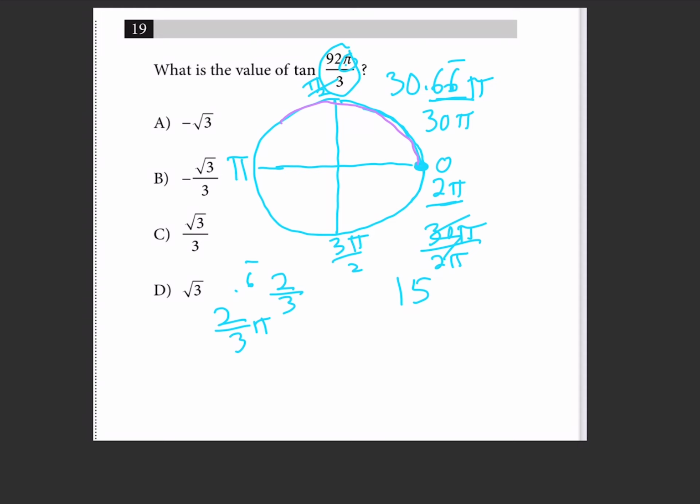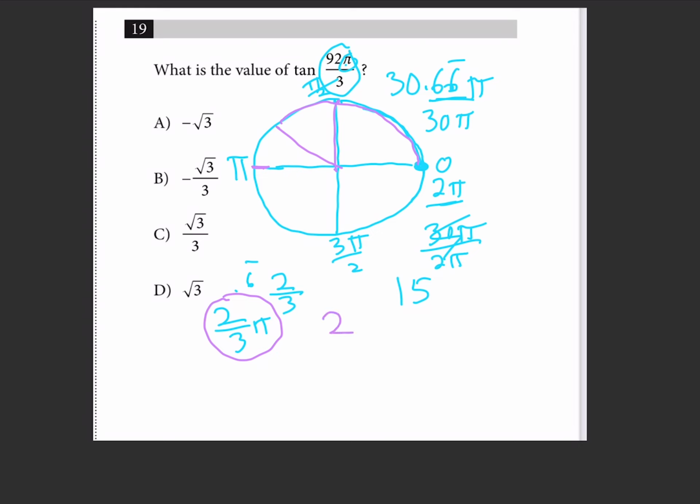2 thirds, well, that's short of 1 pi, but it's past half pi, which is right here. So you're going to be somewhere in that second quadrant. Personally, I think it's much more difficult to think in terms of pi and radians. So I'm going to convert this 2 pi over 3 to degrees.